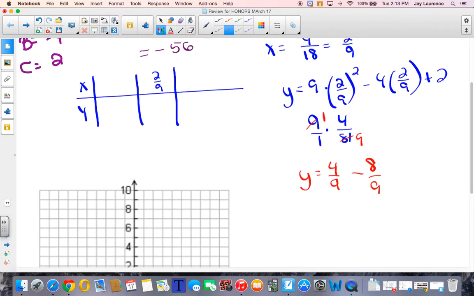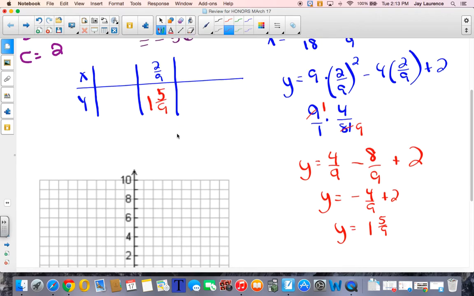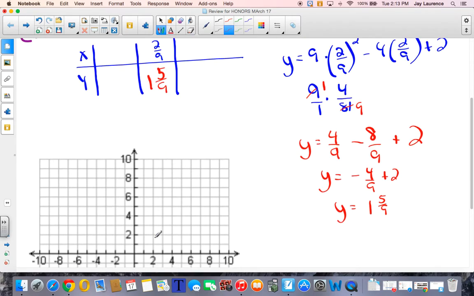And there it is again. I don't know if you've noticed me talking to Colin about this in these videos, that this number tends to be half of that number. Yeah, very often. So y is going to equal negative 4/9 plus 2, which means y would equal 1 5/9. All right, so my vertex occurs at 2/9, 1 5/9.